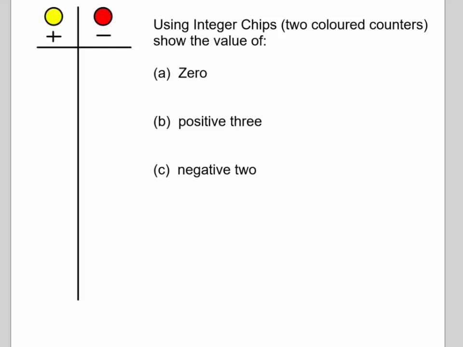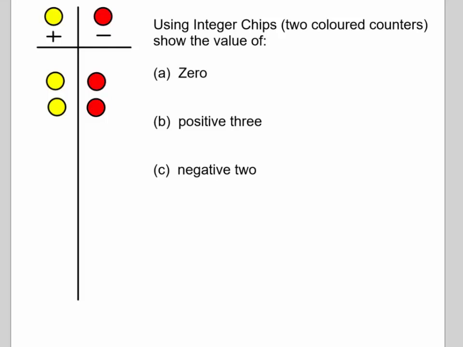So using integer chips or two-colored counters, if I want to show 0, what's really cool here, oops, let's not do that. Put our pen down and try that again. This would be 0, okay, because I have one positive and one negative chip. This would also be 0. So as long as I have the same number of chips on both sides, both in the positive and negative column, that's a 0.